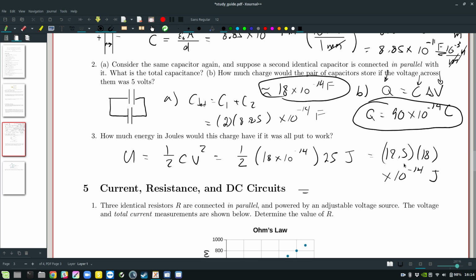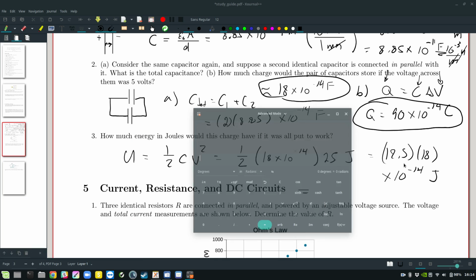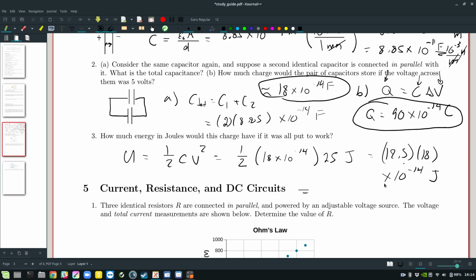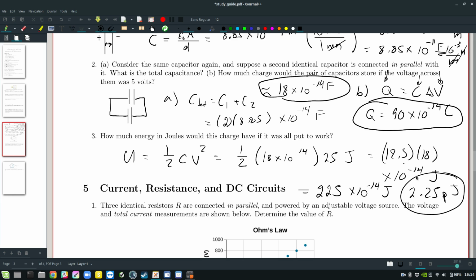I have run out of calculator space in my brain, so I'm going to just quickly multiply 12.5, which is 25 divided by 2, times 18. That's 225 times 10 to the minus 14 joules. So 2.25 picojoules. Pico means 10 to the minus 12. So in other words, using this formula is the way that you get energy from capacitance and voltage.